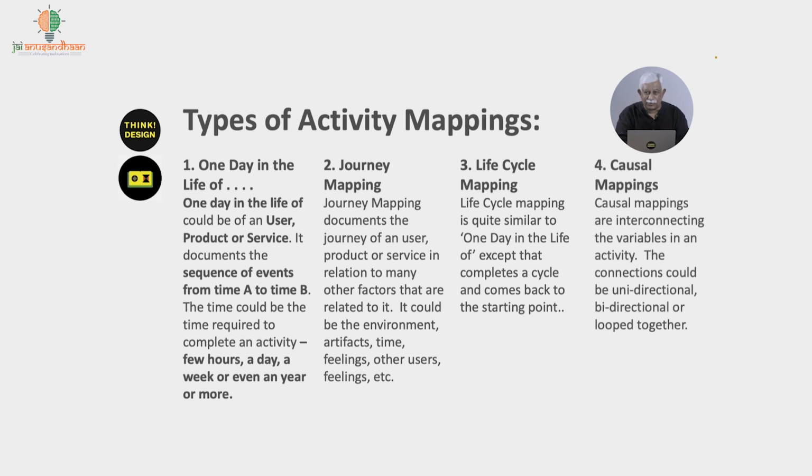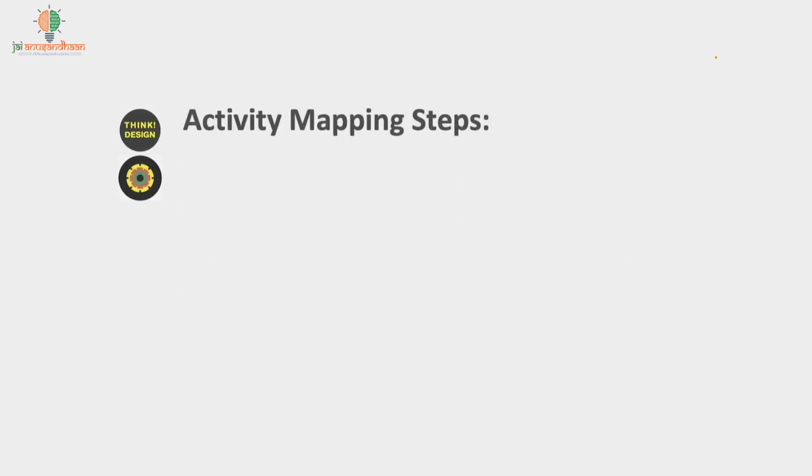And the last one is the causal mappings, which looks at interconnectedness between different variables for a particular subject. So you can even depict the direction in which the activity happens. Is it unidirectional or bidirectional, or is it a loop? So we look at examples for each one of them. They're extremely simple to do, quite enjoyable to do. So let's look at some of them.